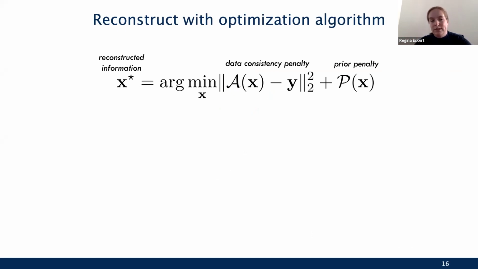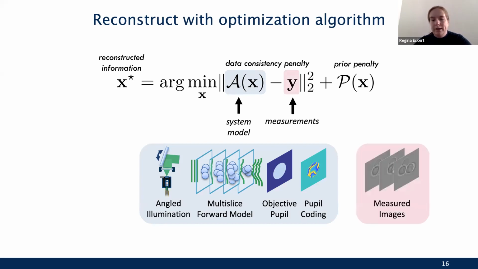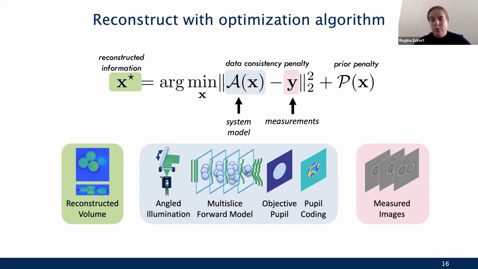And again, we're going to reconstruct with an optimization algorithm, very similar to the one that I showed before, where our system model includes our angled illumination, our multi-slice forward model, our objective pupil, and now our pupil coating as well. We're comparing to our measured images, and we're going to reconstruct some volume. The volume shorthand here is that we have on top an XY view of our cell cluster, and on bottom an XZ view.